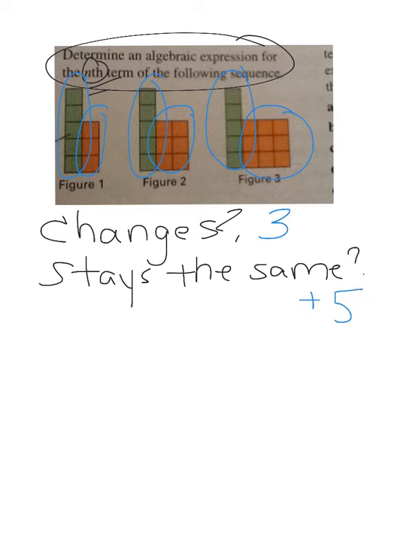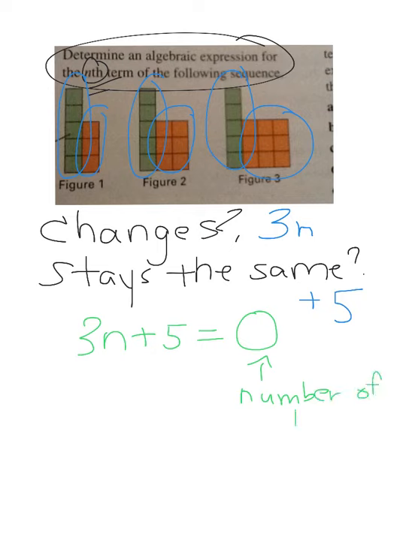And what does it look like in an algebraic expression? We always represent it as 3 times the variable. So our full algebraic expression should look like this: 3n plus 5 equals, and whatever it equals, that means number of tiles. I'm going to erase that. Number of tiles.